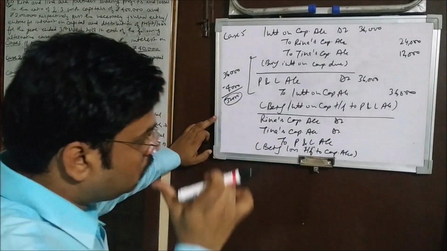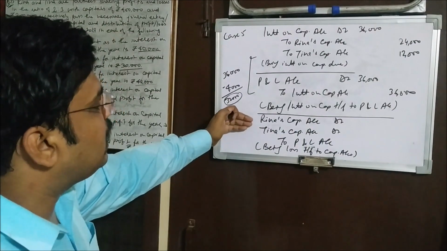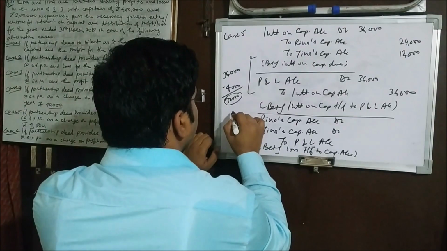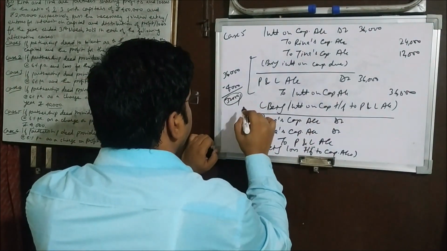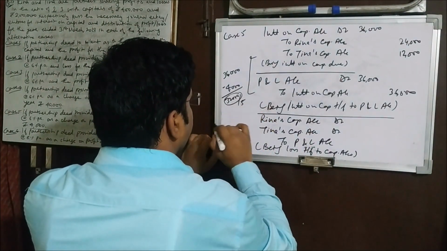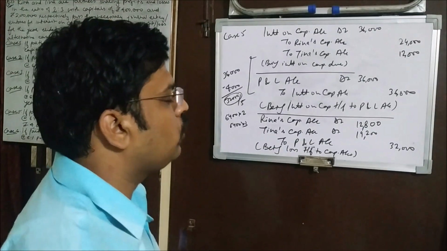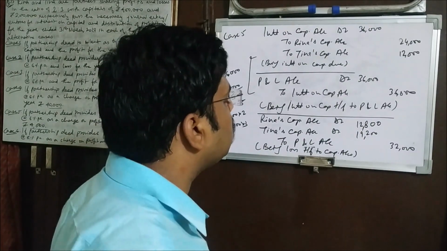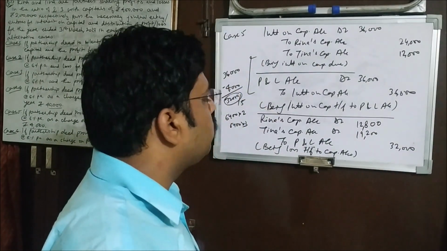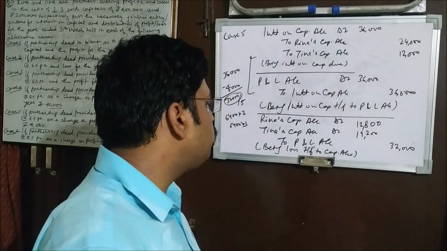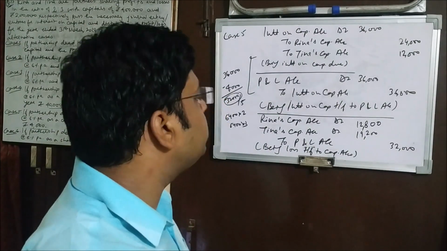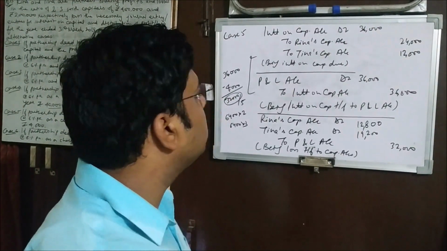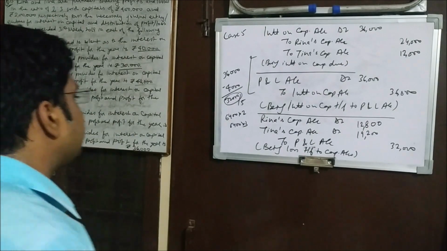That will be the entry, because the loss will reduce their capital, that's why their capitals have been debited here. So this 32,000 needs to be divided between them. First we'll divide by 5. So that will be the share of loss. Rena will bear 12,800 and Tina will bear 19,200. The profit and loss appropriation account will not be utilized here because the loss will be directly distributed in the profit and loss account itself. Now let's move on to the last case of this question, case number 6.